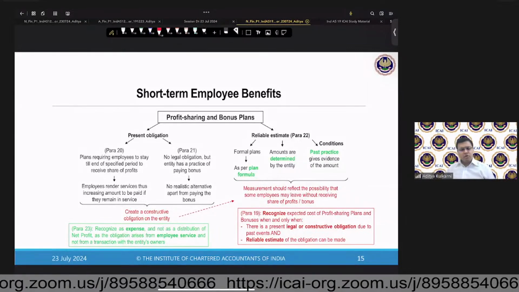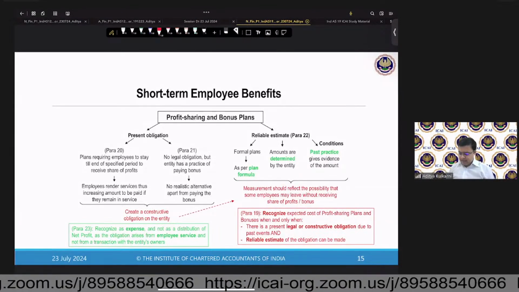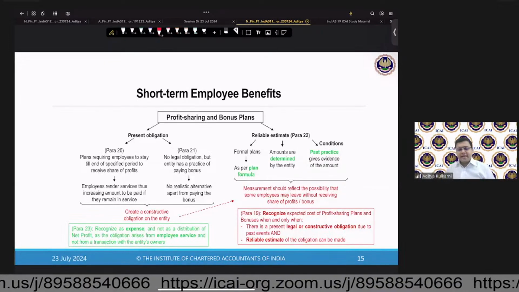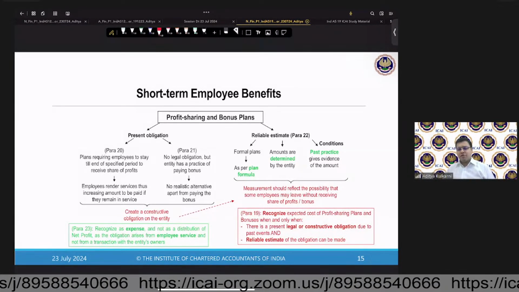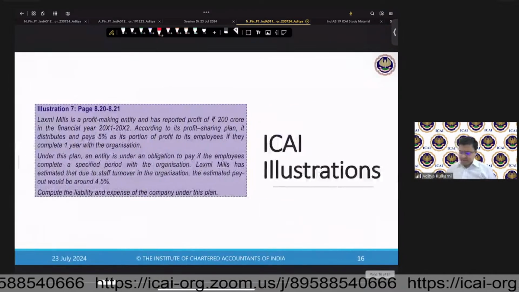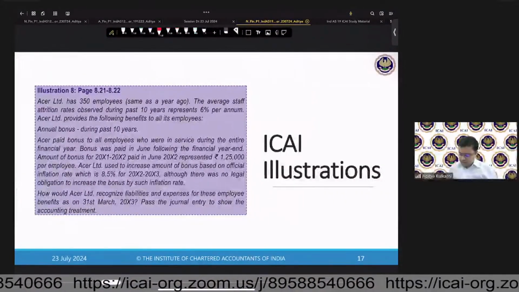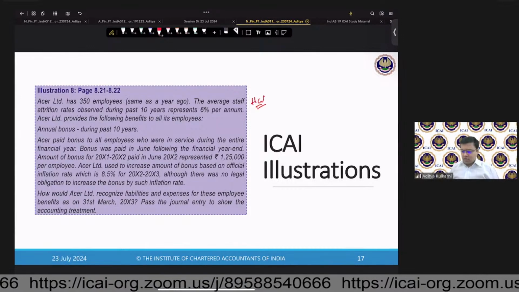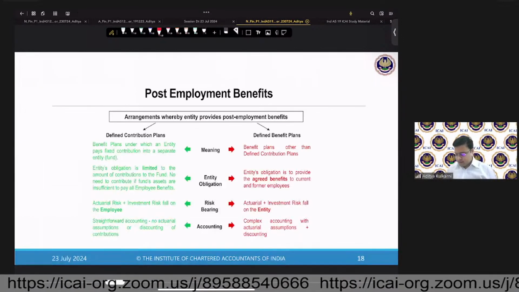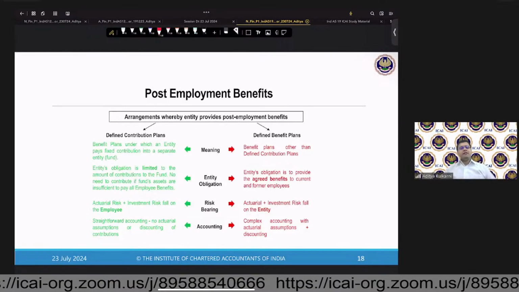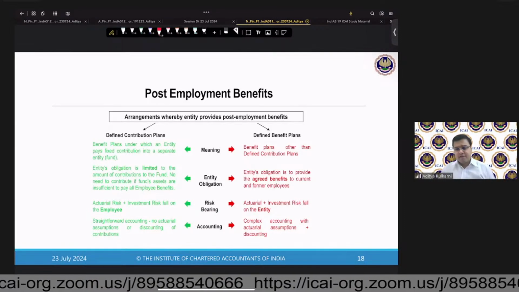Profit sharing, bonus plans: you recognize the expense in line with the terms of the employment. That is fairly simple. I don't have much to discuss on this. This also you go through for homework. Now, coming to post-employment. So we are done with the first part, that is short-term employee benefits.